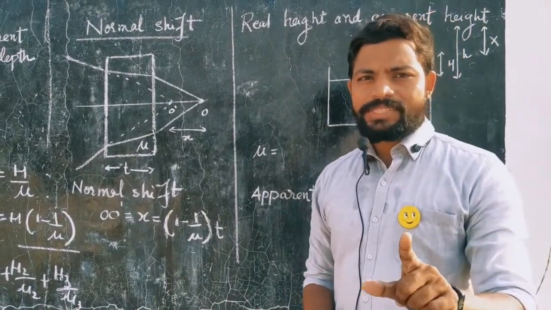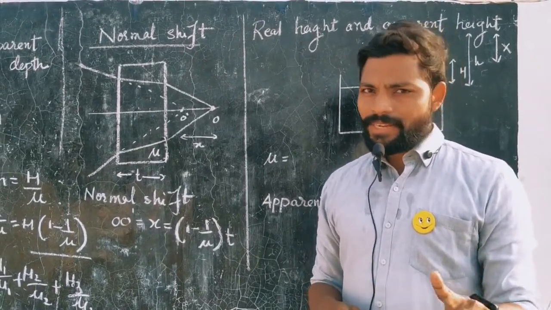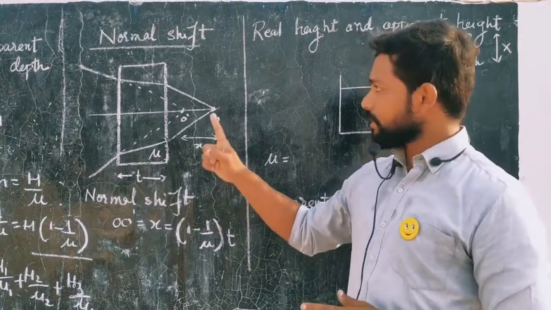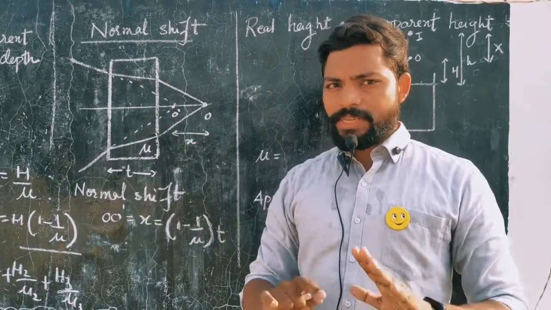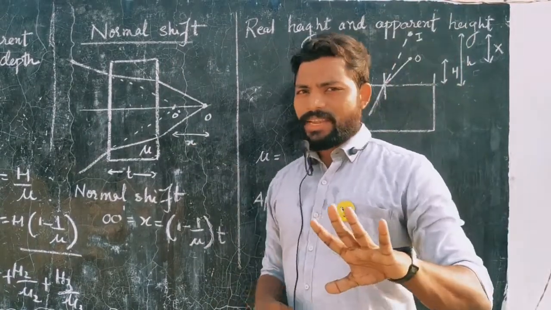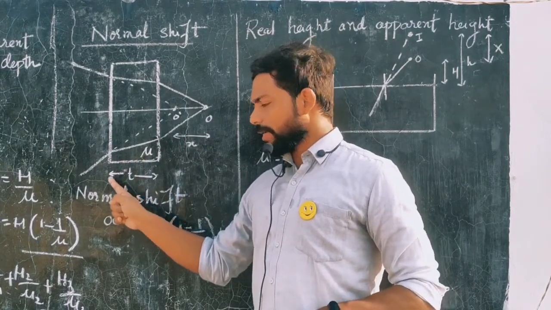Friends, now we will see the concept of normal shift. Earlier we have learned about lateral shift or lateral displacement. Now this is vertical shift or normal shift. Both are the same. So how do we understand? Let us say this is a rectangular glass slab of refractive index mu and thickness t.